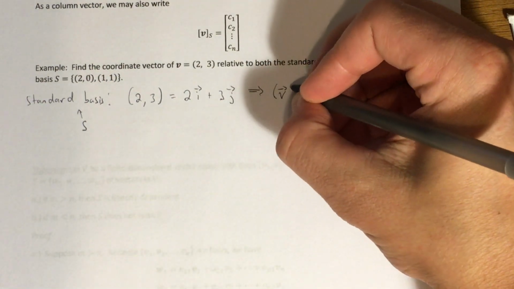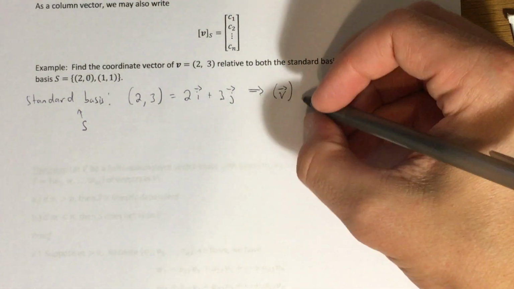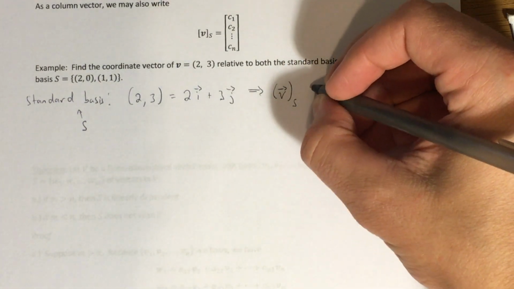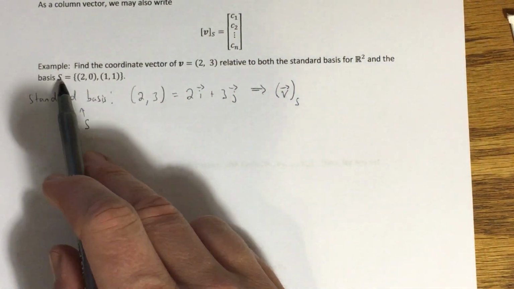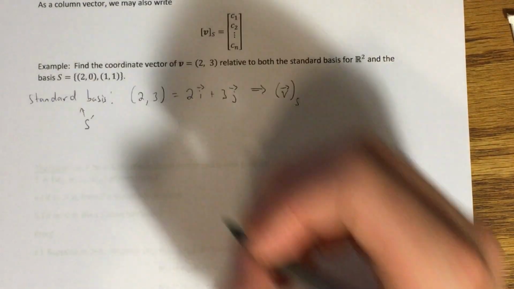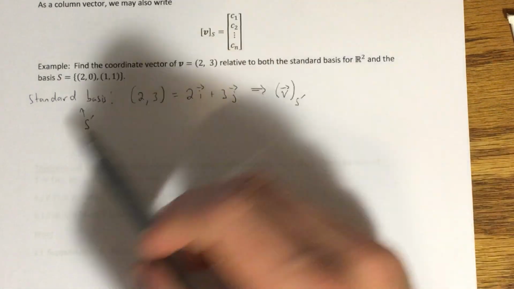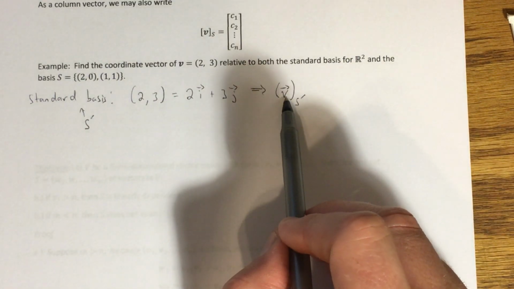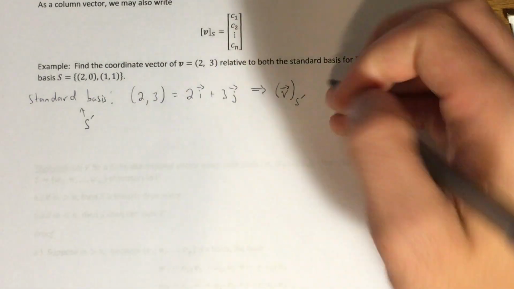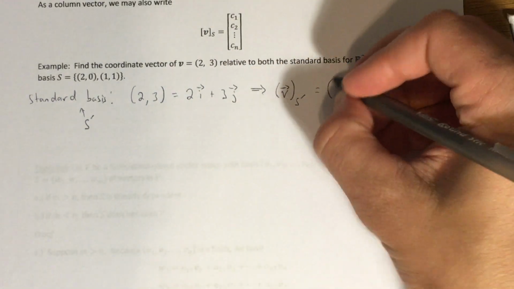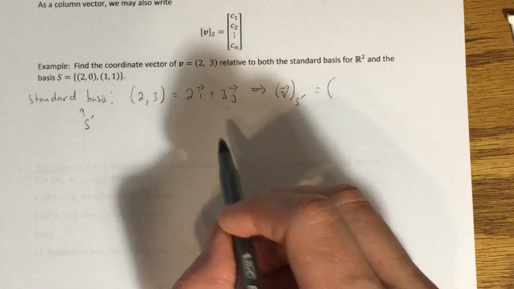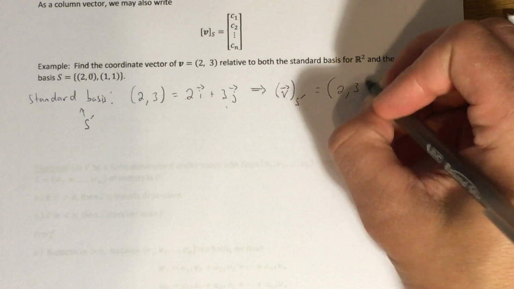That would tell me that the coordinate vector for the vector v relative to s is, or no, I'm sorry, let me back that up. I already used s to describe this set. Let's call it s prime. So the coordinate vector of v relative to the standard basis, which I'm calling s prime, is just the ordered pair containing these two scalars, (2, 3).